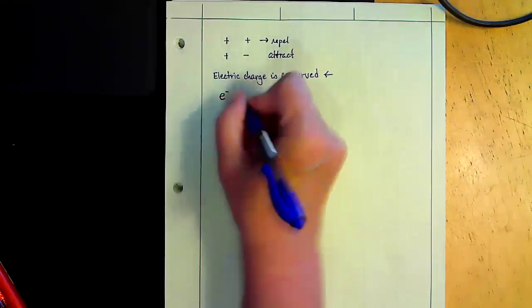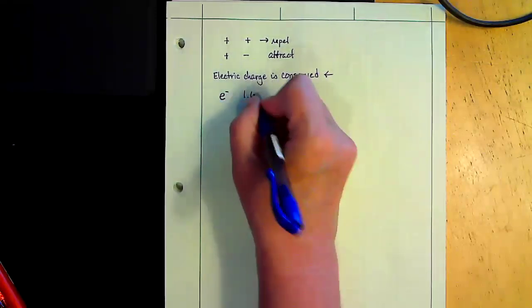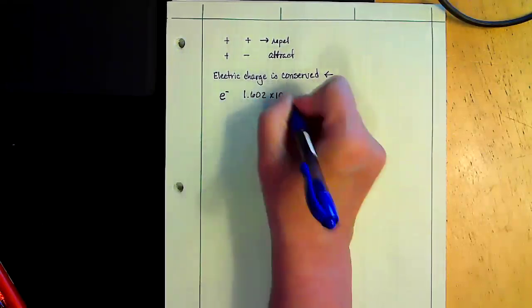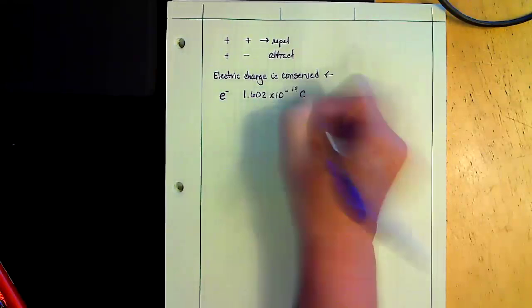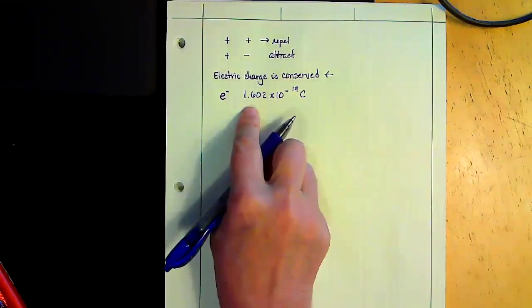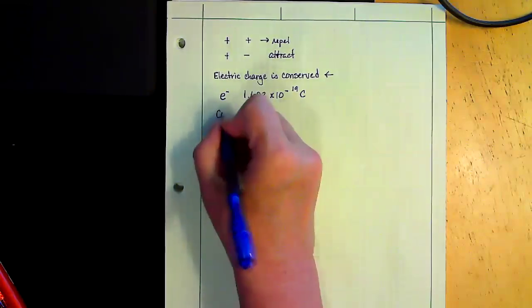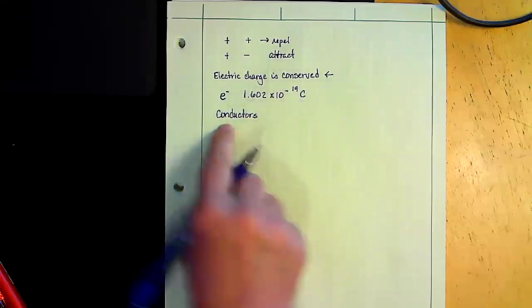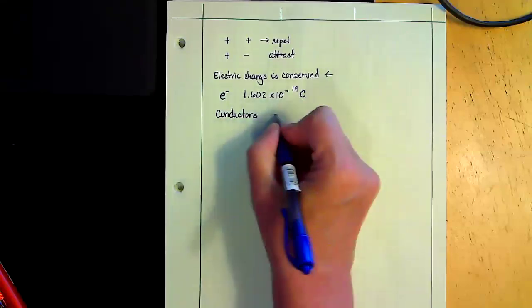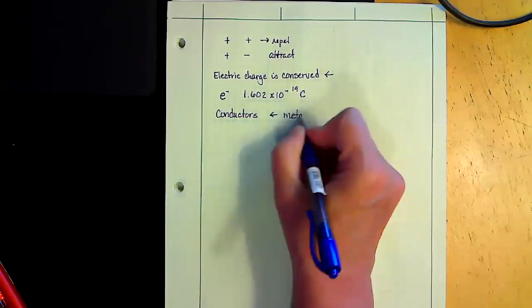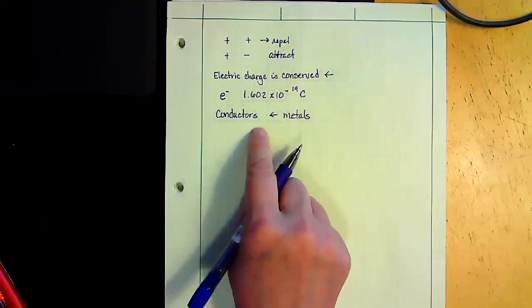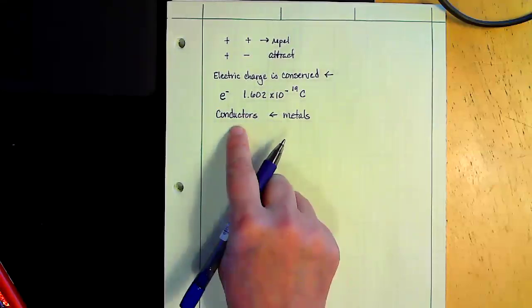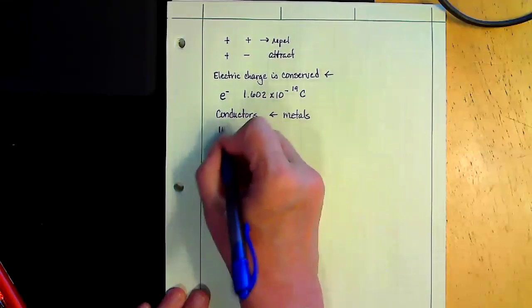We know that the electron is a fundamental particle of the universe, and it's 1.602 times 10 to the minus 19 coulombs, and it's negative. So good old Benjamin Franklin picked wrong. We talked a little bit about conductors. Conductors are materials that allow electrons to move, and these are generally going to be metals. Really good conductors are in the center of the periodic table. Materials that do not conduct electricity are called insulators.